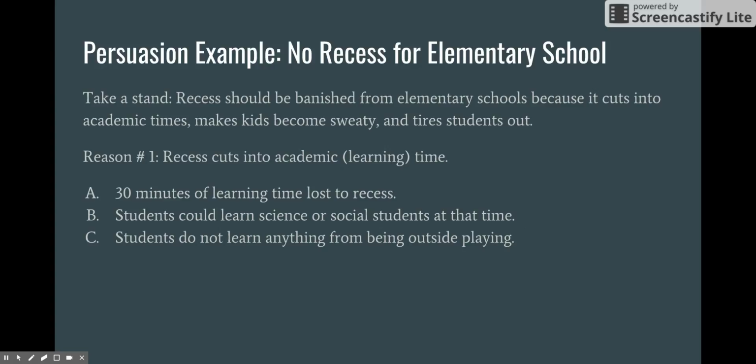However, this one, recess cuts into academic learning time. 30 minutes of learning time lost to recess is one of my reasons, or my details. So you have a half hour outside at recess, that time's lost.